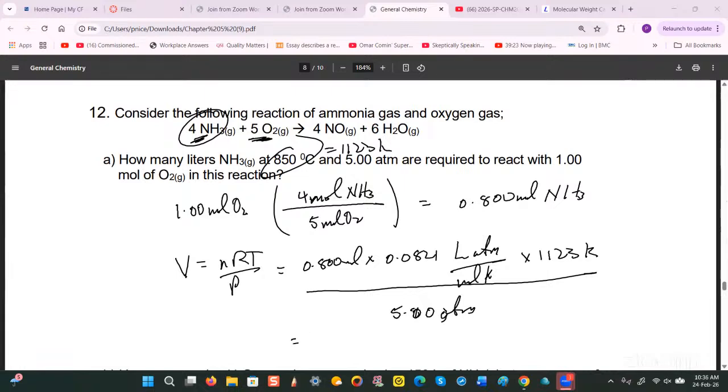So let's see what that gets, 0.8 times 0.0821 times 1123, and then divide all of that by 5. And according to my calculation, now in this case, we have to round off to 3 sig figs. So that works out to be equal to 14.8 atmospheres. All right. And that's how that is done.